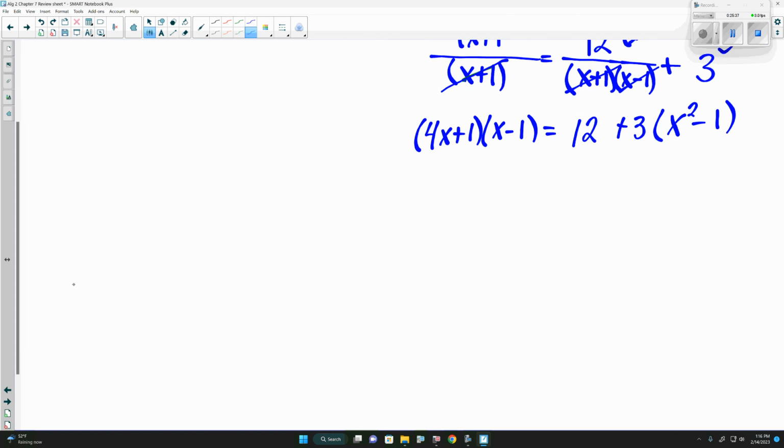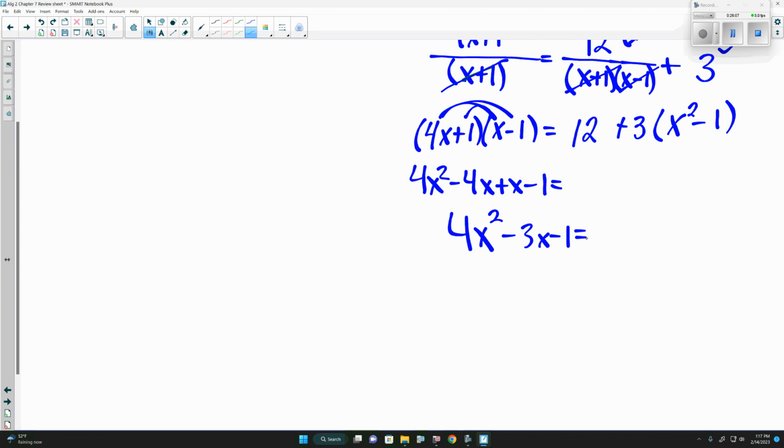Now at this point, we do need to distribute. 4x times x is 4x squared. 4x times negative 1 is negative 4x. 1 times x is plus x, and 1 times negative 1 is negative 1. As we can see, this is already simpler than what we had before. Would we agree with that? Because we don't have any cubes or anything like that. I'm just going to combine those two like terms.